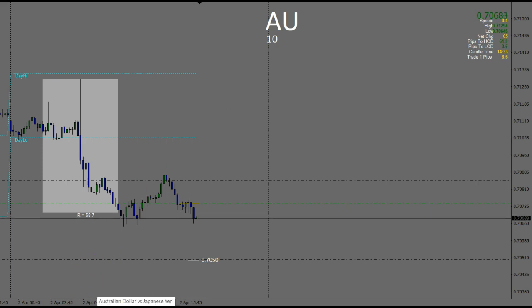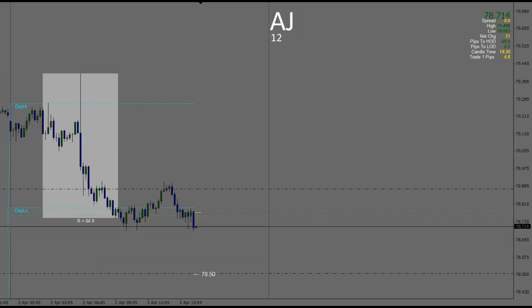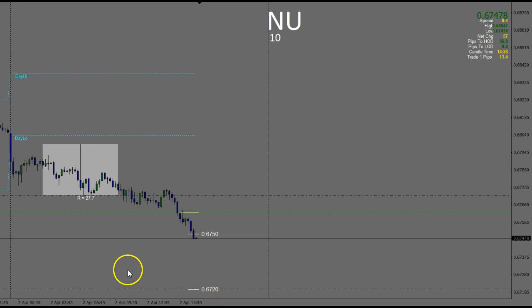Australian dollar US dollar, you can see it's moved down quite nicely, holding now. Australian dollar Japanese yen showing some profit, and the New Zealand dollar US dollar, that's about 15 pips in profit at the moment. So what I think I'll do, I'll pull that price stop. I'll lock in a couple of pips on that just to cover costs if it turns around and comes back up again.